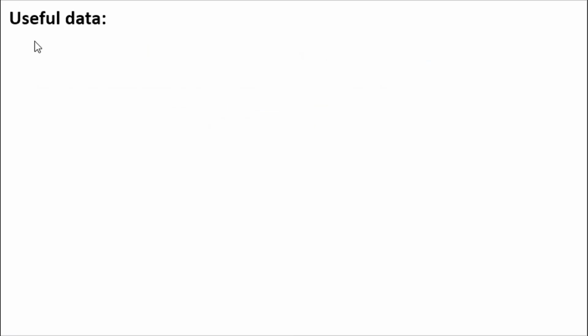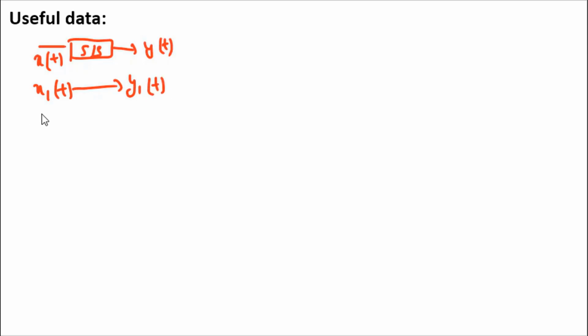Now, the useful data for this question is that, let's say you have a system and you put the input as x of t and you get the output as y of t. Now, if you put the input as x1 of t, you get the output as y1 of t. Similarly, you place the input as x2 of t and you get the output as y2 of t. Now, instead of x1 and x2 separately, you put the input as x1 of t plus x2 of t, that is a combination of these two inputs, and you get the output as y3 of t.